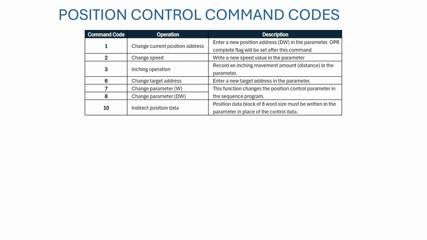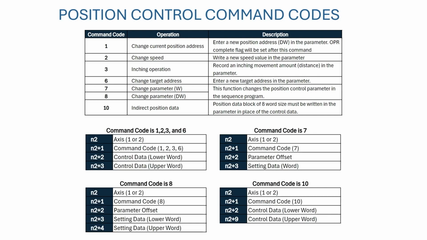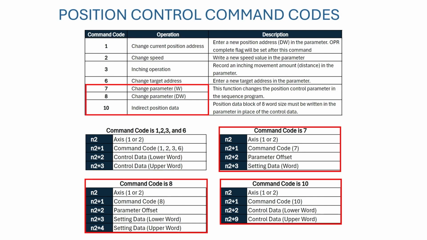Now here are all the position control command codes. 1 is changing the current position address. 2 is changing the speed. 3 is the inching operation. 6 is changing the target address. 7 changes the parameter as a word. 8 changes the parameter as a double word, and 10 is the indirect position data. And here are the command code parameters. When the command code is 1, 2, 3, and 6, here are those parameters. And if it's 7, 8, and 10, here are those parameters.